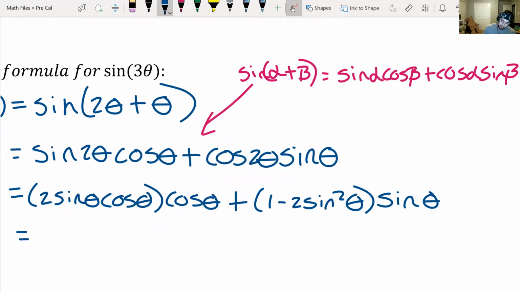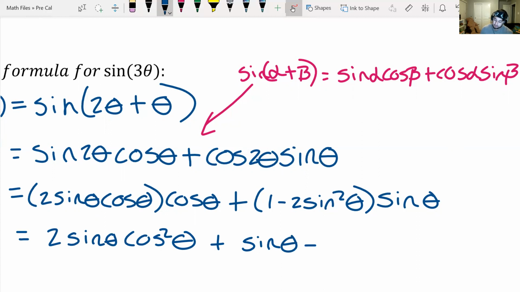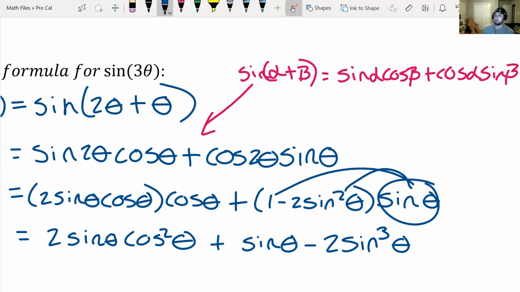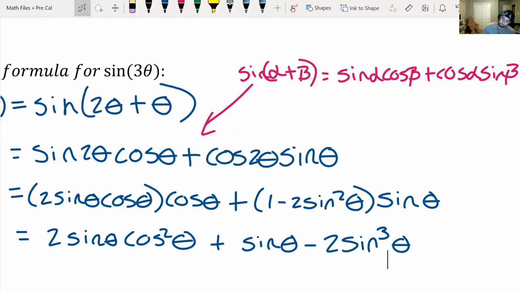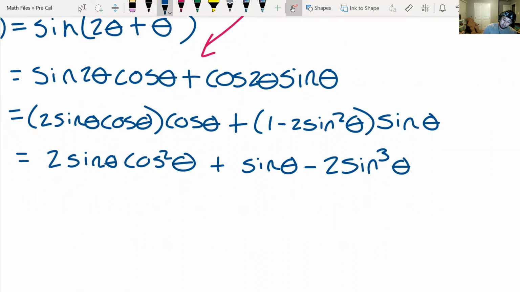This first becomes 2 sine theta cosine squared theta plus sine theta minus 2 sine cubed theta. This sine distributed to both terms there. Or the 1 and the 2 sine squared distributed to sine. However you want to see it. Okay. We're almost there. Almost, I say.